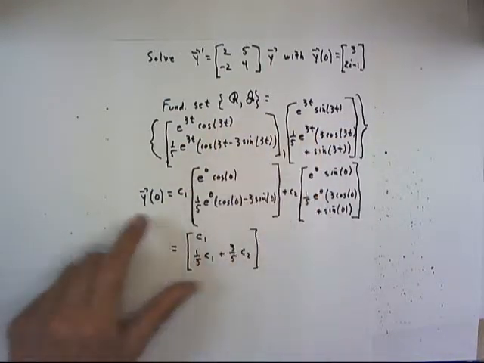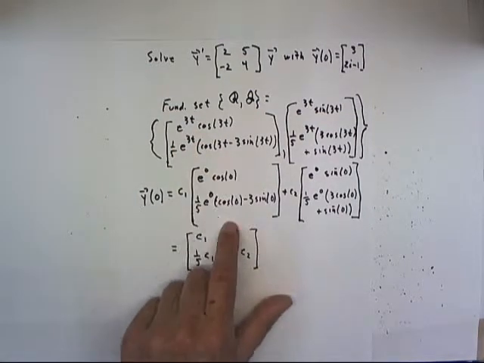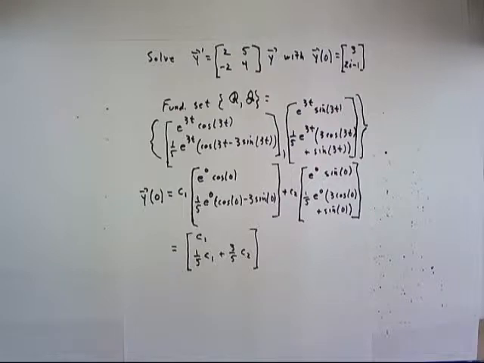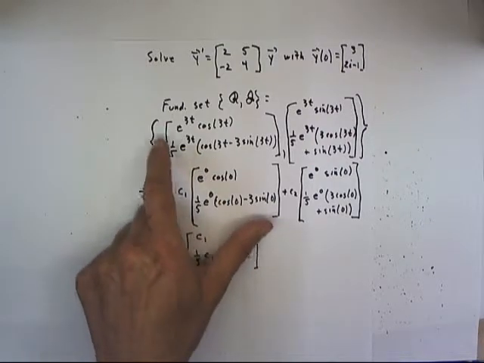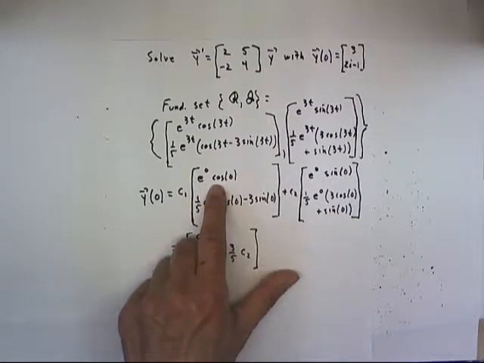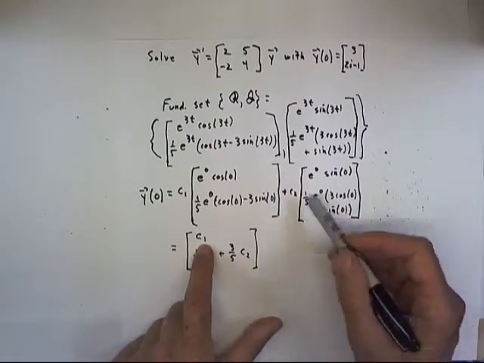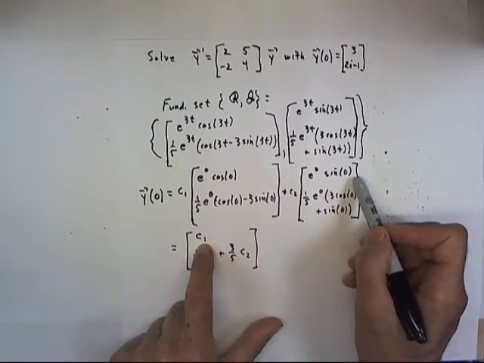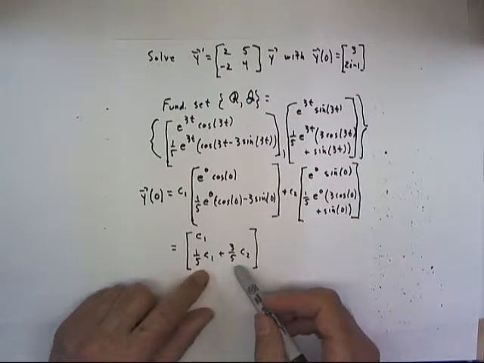Not writing that out again, I'm just going to write that y of 0 will be c1 times this vector evaluated for t equals 0 plus c2 times this vector evaluated for t equals 0. It's clear that e to the 0 cosine of 0 is 1, so we're going to get c1 times 1. And e to the 0 times sine of 0 is 0. e to the 0 is 1, sine of 0 is 0, so we're not going to get a c2 in our first component.